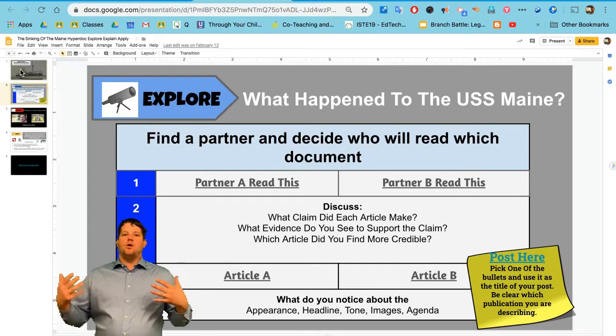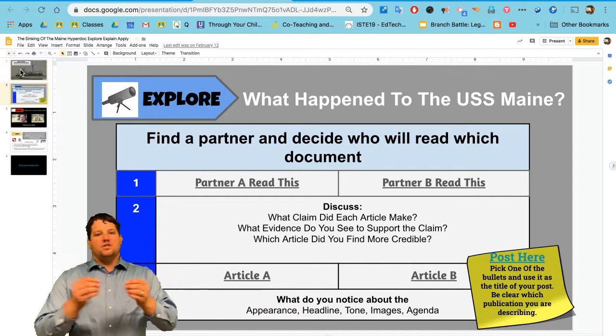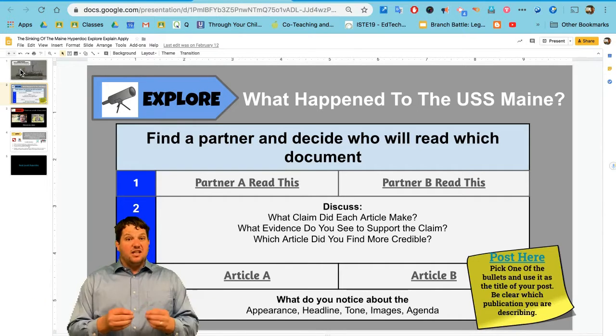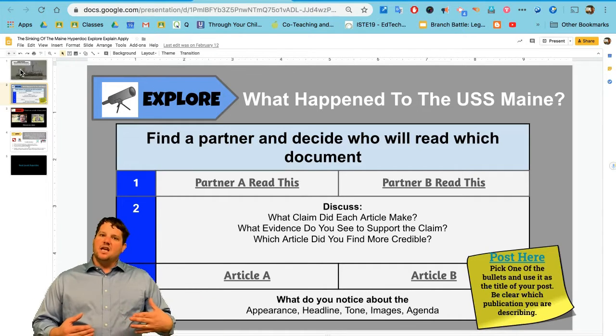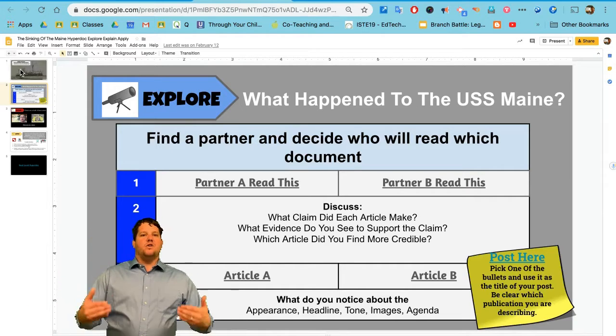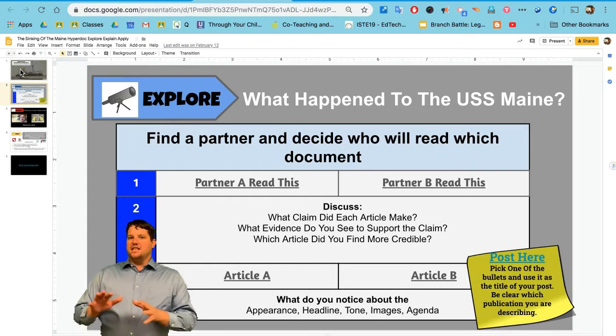You're going to read one, your partner is going to read one, and then you're going to have a conversation with your partner. Again, trying to build in these 4 C's: communication, collaboration, critical thinking, and creativity. And that communication, that collaboration, they start realizing that what one person thinks and the other person thinks are vastly different depending on the articles that you've read. So then we start diving into some of those differences and we get into the explain.